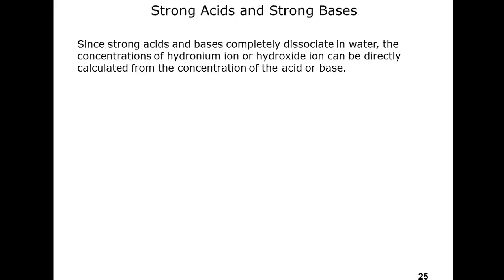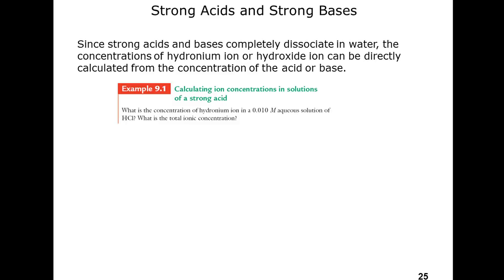We know from previous instruction that strong acids completely dissociate when added to water, and when they do, they form an exactly equal concentration of H3O+. Okay, we know that strong acids and bases completely dissociate in water, and therefore the concentration of hydronium and hydroxide can be calculated directly from the concentration of the acid or the base. So let's calculate the concentration of H3O+ upon addition of HCl to water.